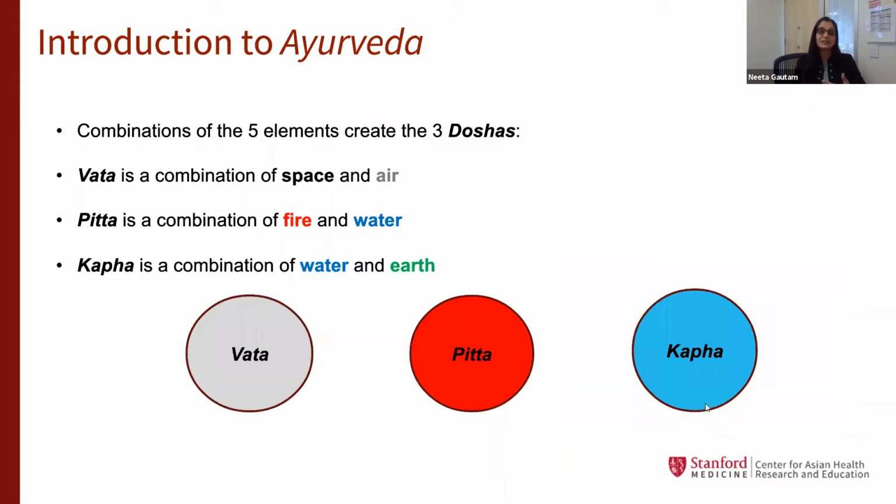Those 5 elements combine to form the 3 doshas. And the doshas are called Vata, which is a combination of space and air, Pitta, which is a combination of fire and water, and Kapha, which is a combination of water and earth. And we're going to go into more detail about those in a moment.